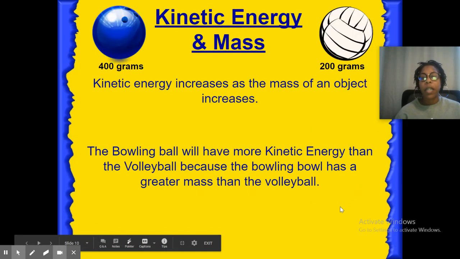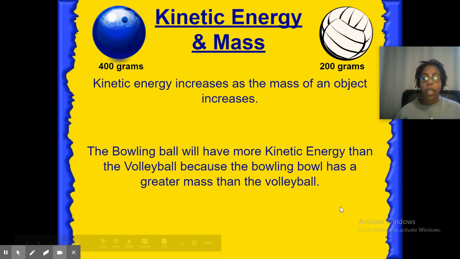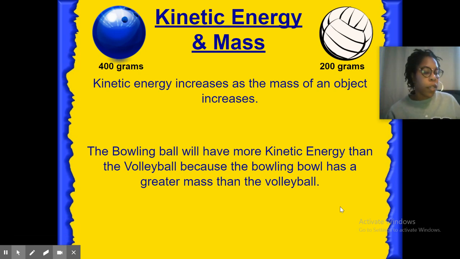There is also a directly proportional relationship between kinetic energy and mass. All right. So you have two balls. You have a bowling ball over here that has 400 grams, and then you have a volleyball to the right that has 200 grams. All right.